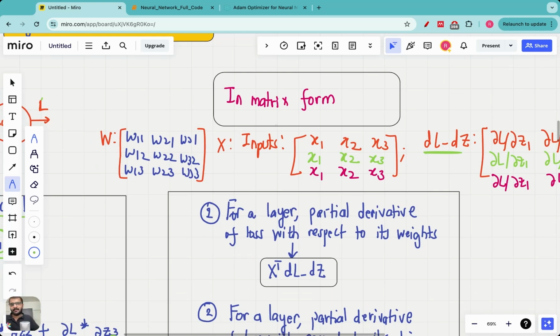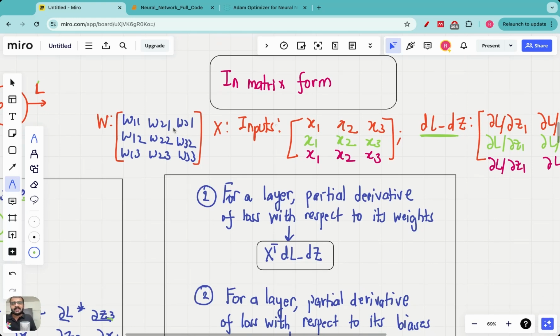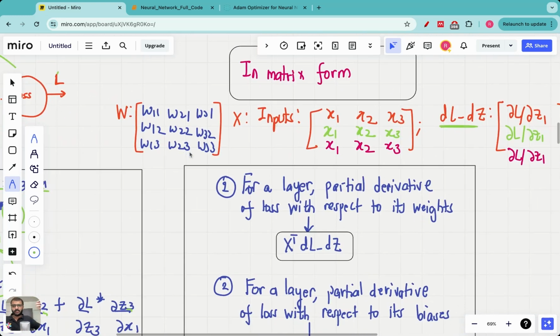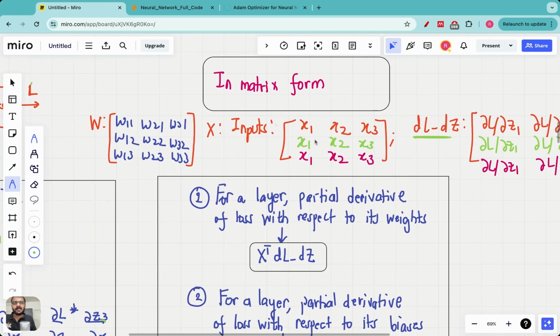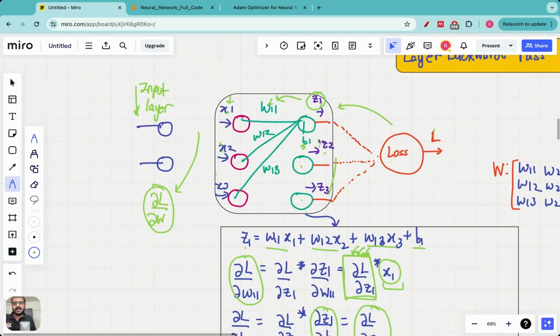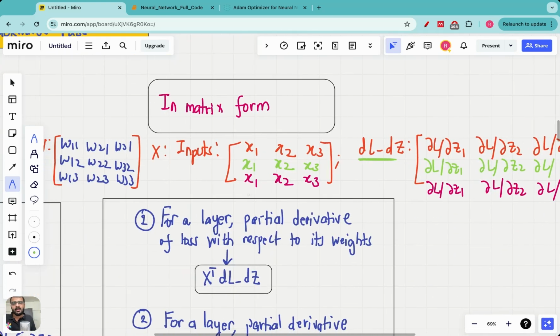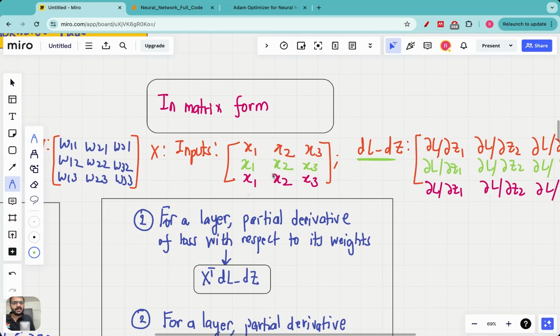There is a very simple matrix representation to find these partial derivatives whenever we look at a layer. So let's say W is this matrix. Again, the columns are the weights of one neuron. There are three neurons here, so each column holds the three weights associated with one neuron. X are the inputs, and again they will be in batch format. The first batch has inputs x1, x2, x3. Remember that this layer has three inputs because there are three outputs of the preceding layer. From the second batch, the inputs are x1, x2, x3. And from the third batch, the inputs are x1, x2, x3.